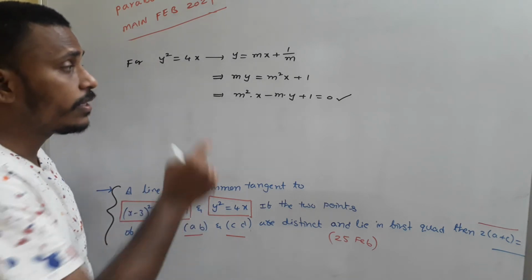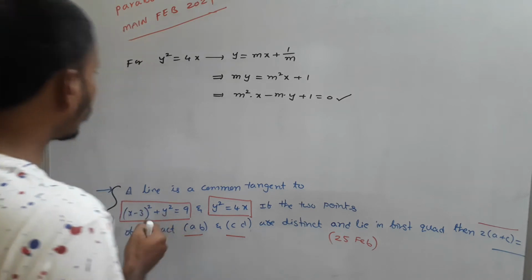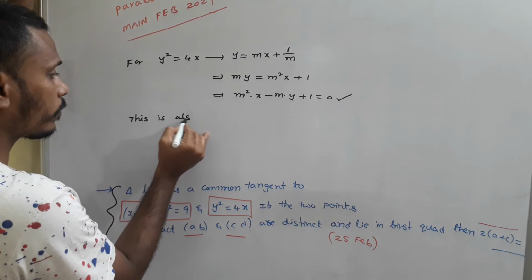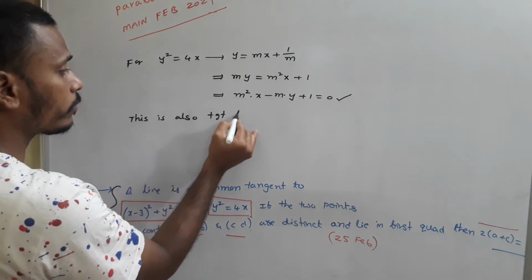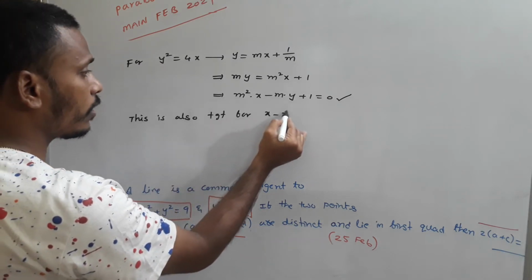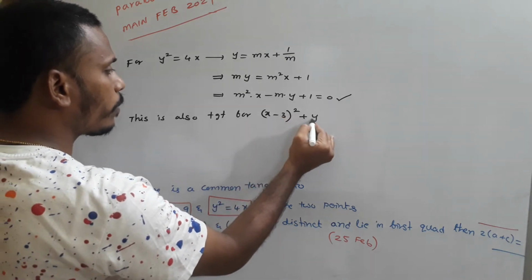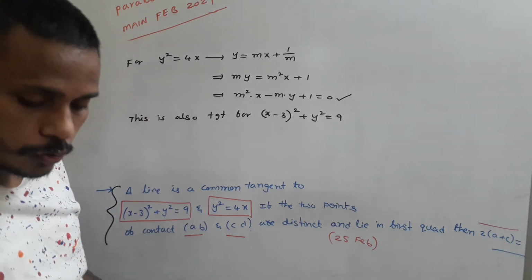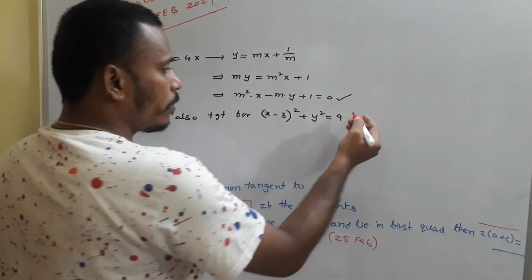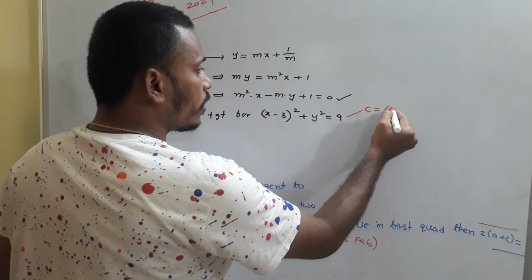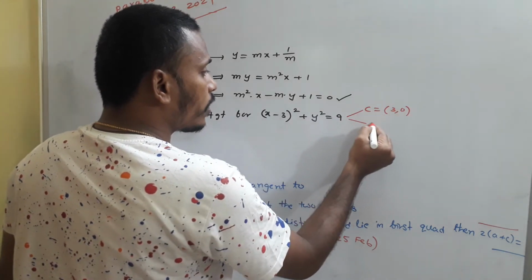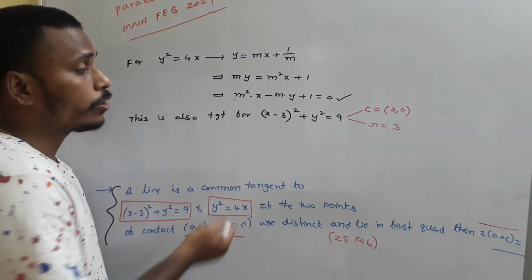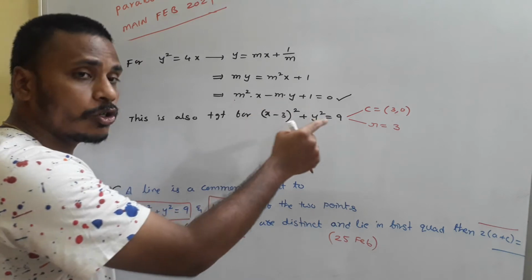Now as given, this line also acts like a tangent for the circle. What is the equation of the circle? (x − 3)² + y² = 9. For this circle the center is (3, 0), you know it, right? And the radius is 3. For this circle the line is tangent, so that means the distance from the center to the line is equal to the radius.